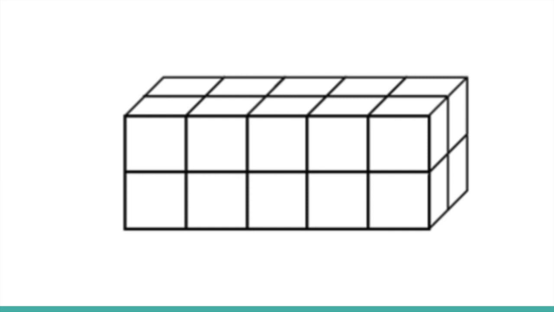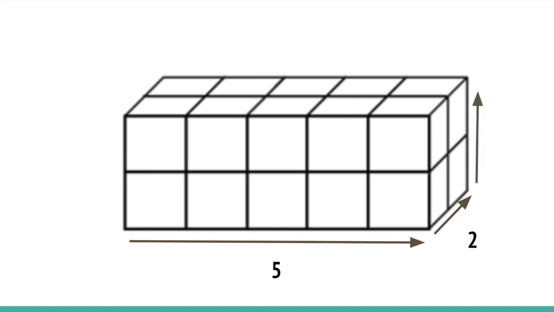20 cubic units. I found the area of the base by counting these across the front. It's 5. And the width is 2. I multiplied 5 times 2, which equals 10. Then I multiplied the 10 that I just got by the height here, which is 2. I know that 10 times 2 equals 20, so 20 cubic units.